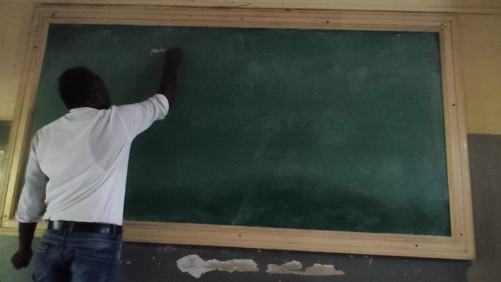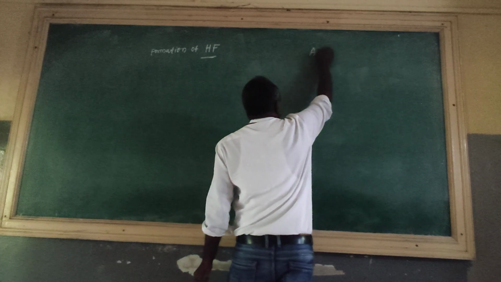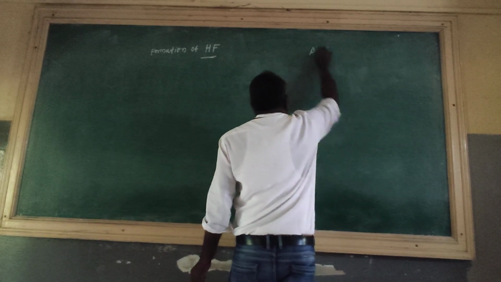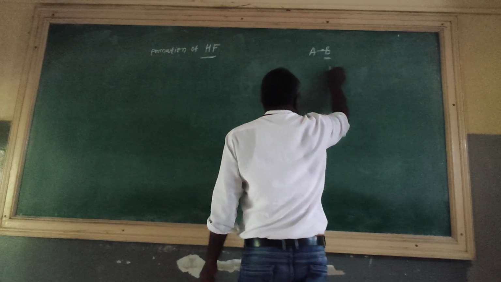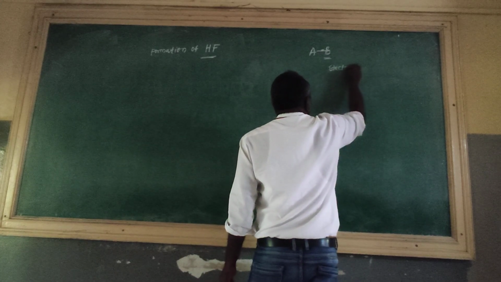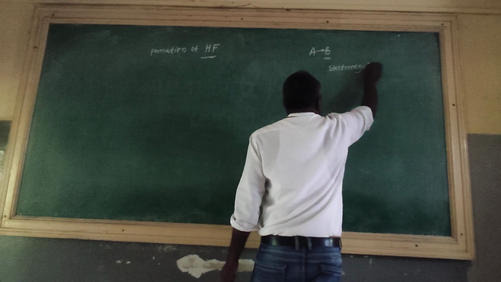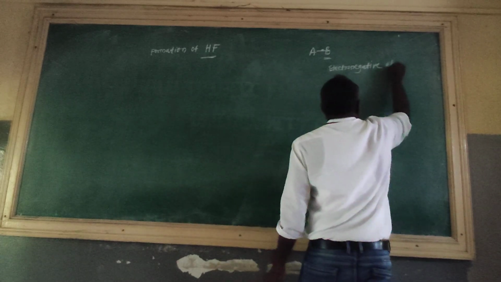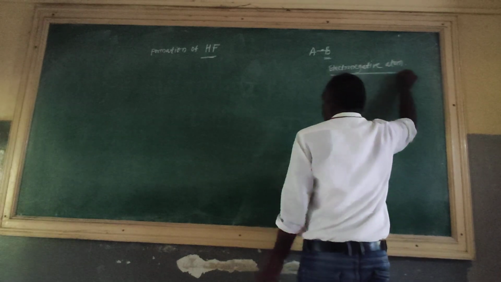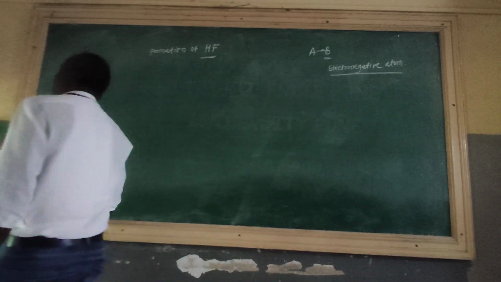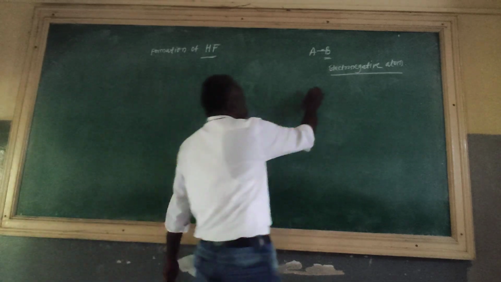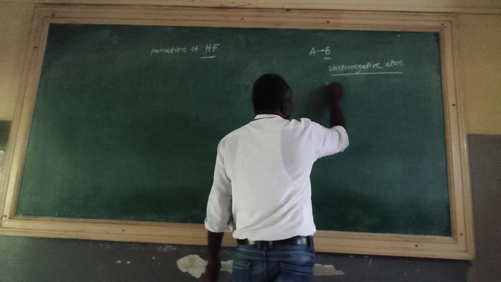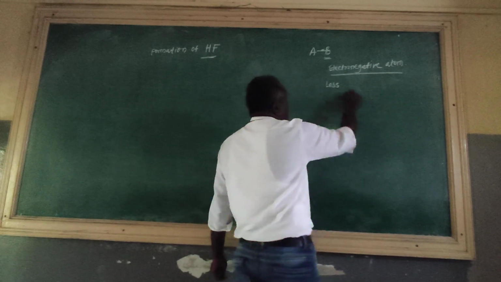Today, we are going to talk about the formation of the HF molecule, that is, the hydrogen fluoride molecule. Again, this is the AB type of molecule, in which B is the more electronegative atom, which contributes more toward the formation of the bonding molecular orbital, and A is the less electronegative atom. Less electronegative means it is more electropositive.